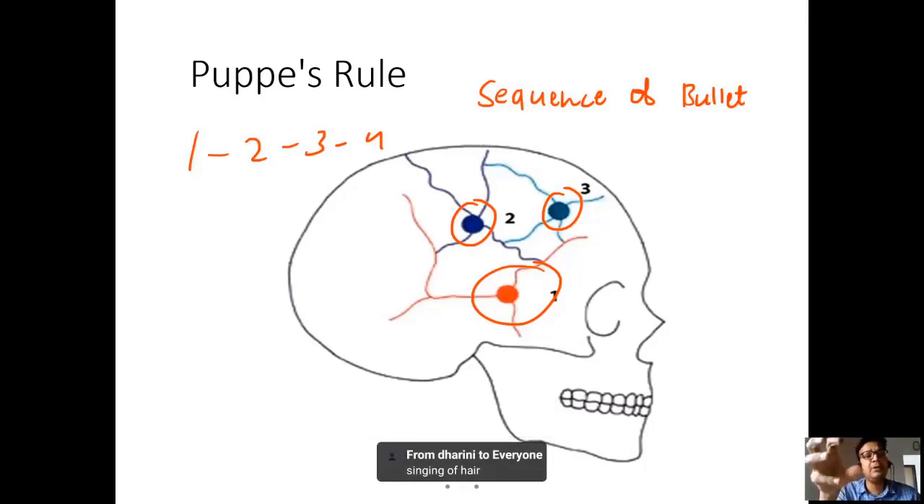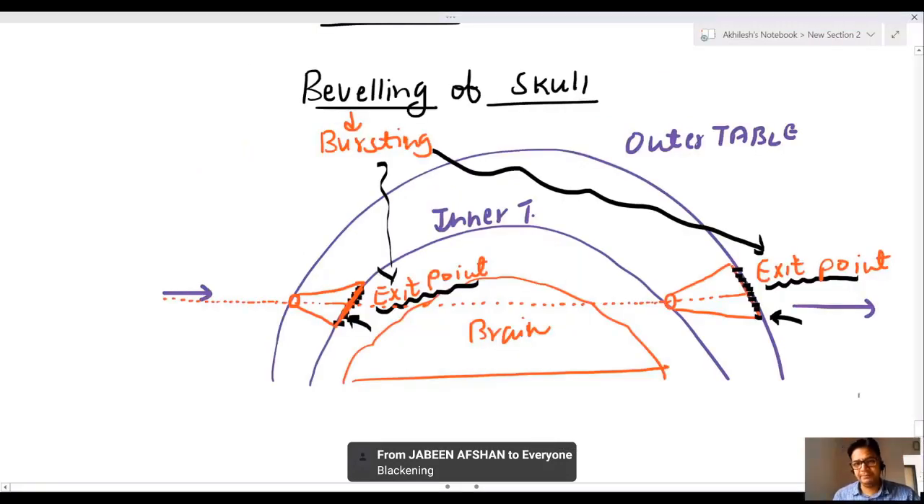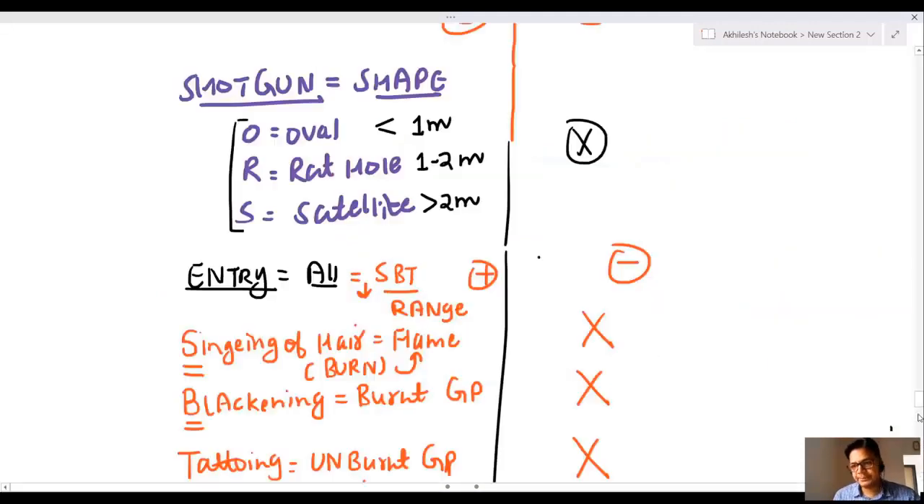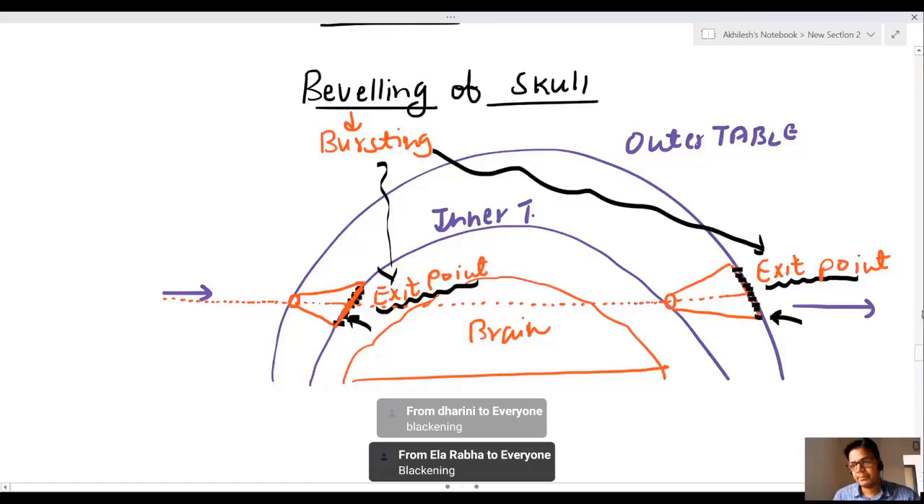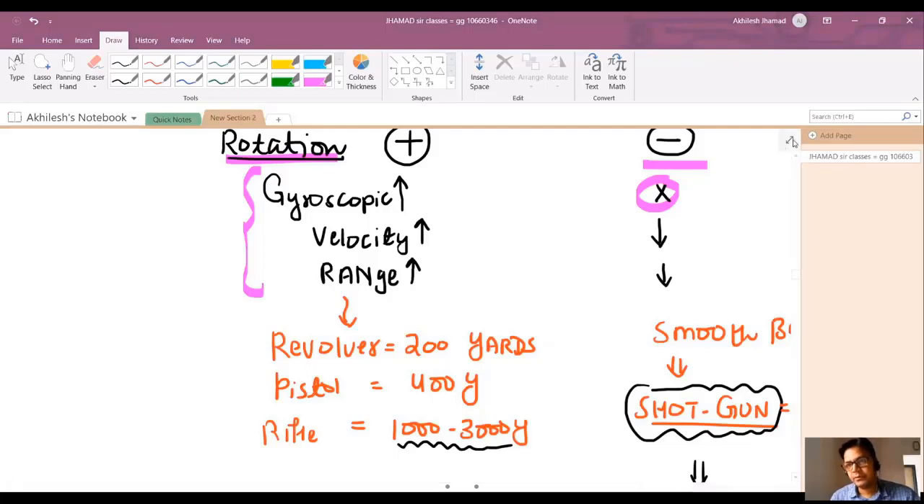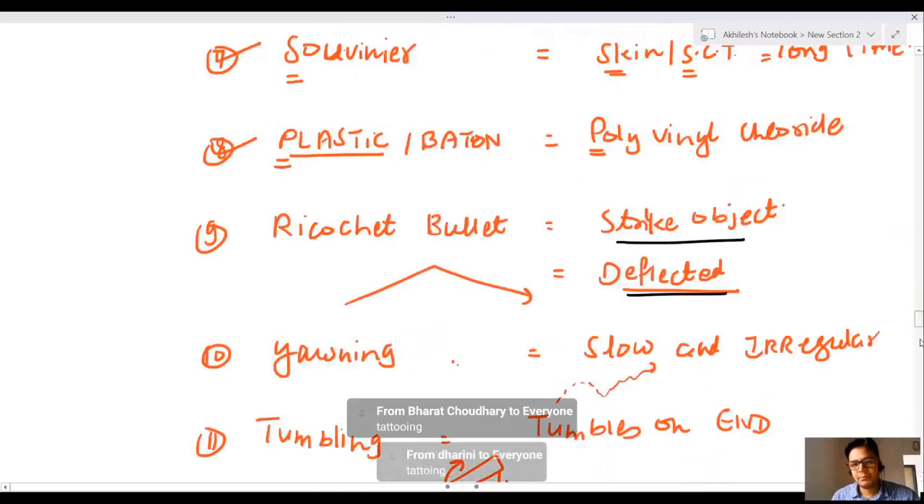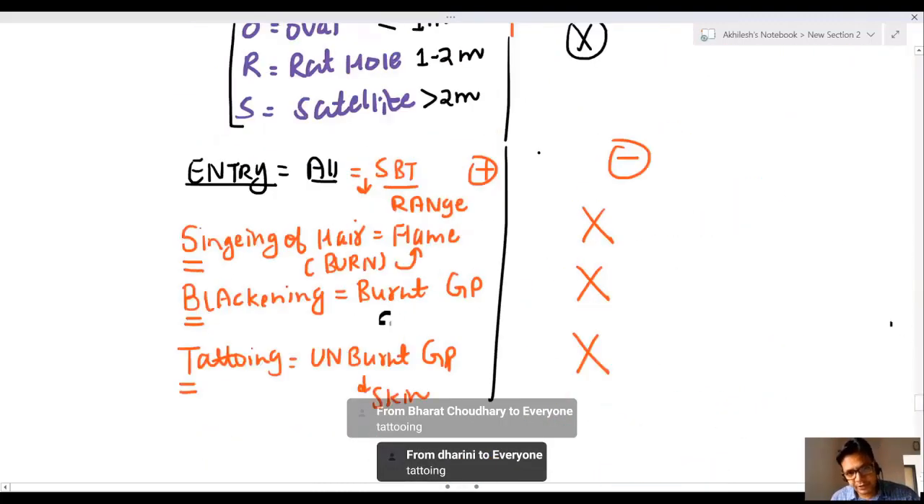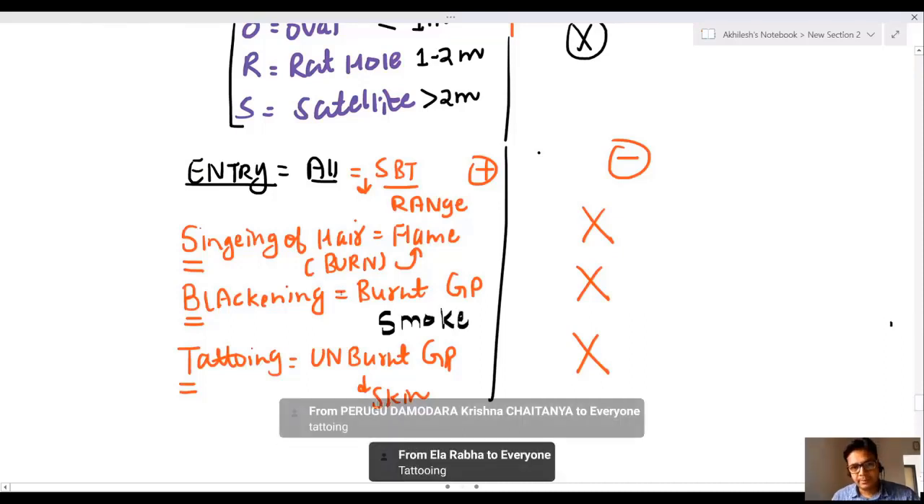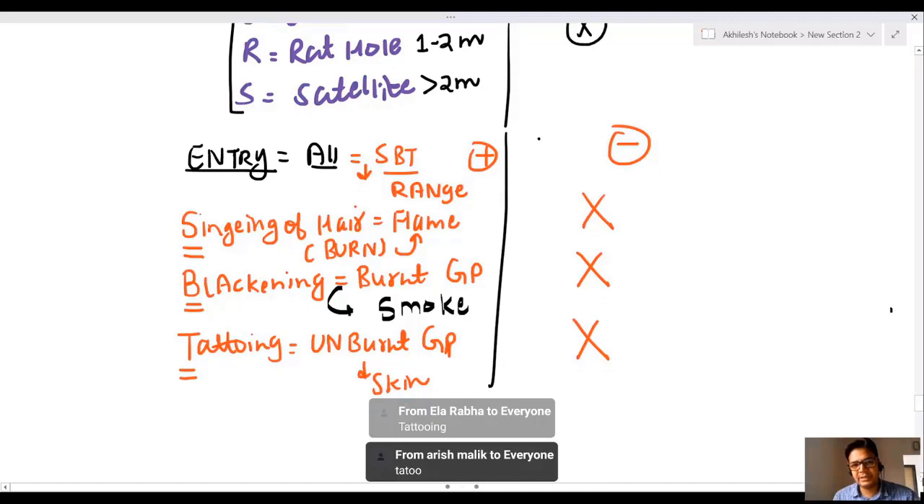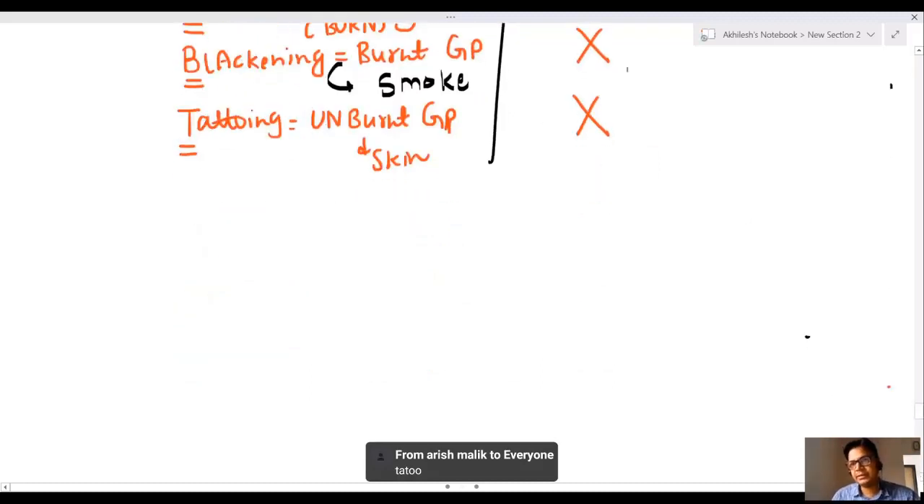Smoke of the burnt gunpowder. Which effect? Smoke of the burnt gunpowder forms which effect? Blackening. Absolutely right. Smoke of the burnt gunpowder forms blackening. Very good. Unburnt gunpowder deposited surrounding the entry wound forms what? Yes, it is tattooing. Absolutely right, friends.